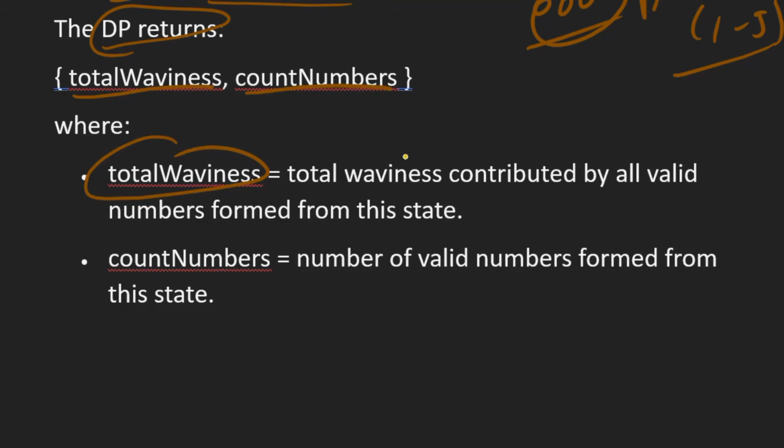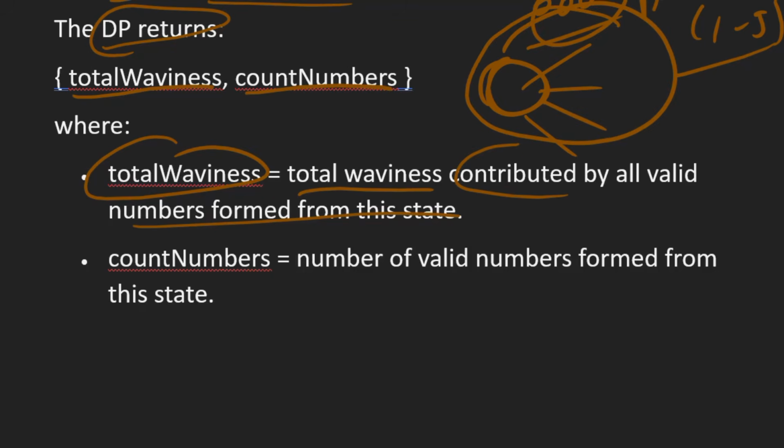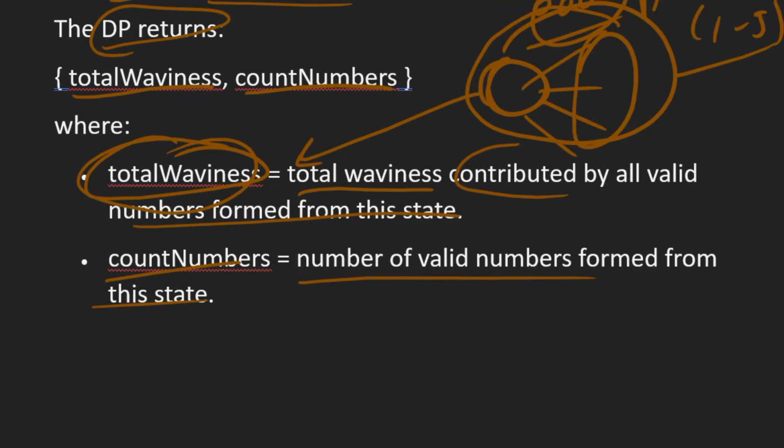So total waveness is the total waveness contributed by all the valid numbers formed from this state. Suppose we are at this state and we can form multiple numbers from it. The total waveness of all the numbers formed from this state is given in this variable. And count numbers is the number of valid numbers formed from this state.